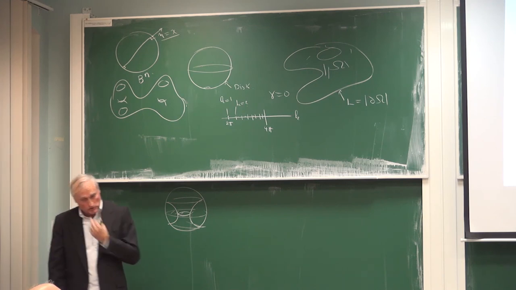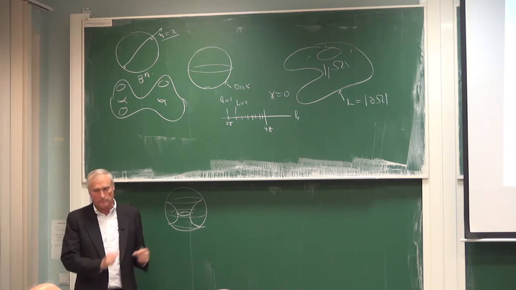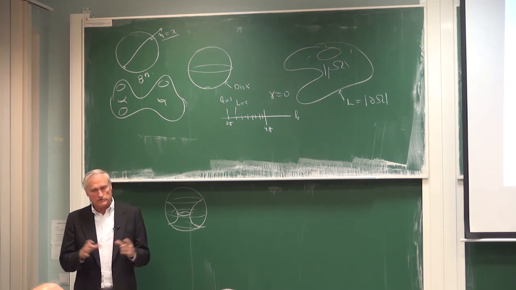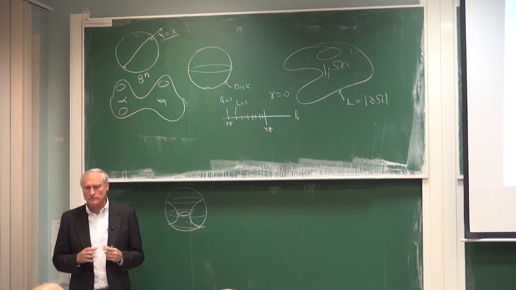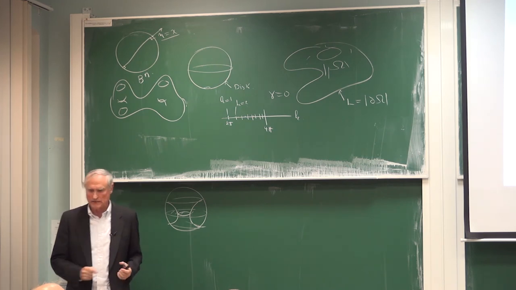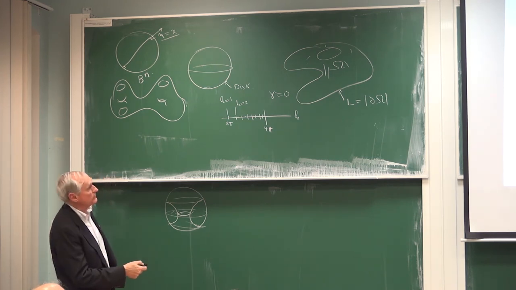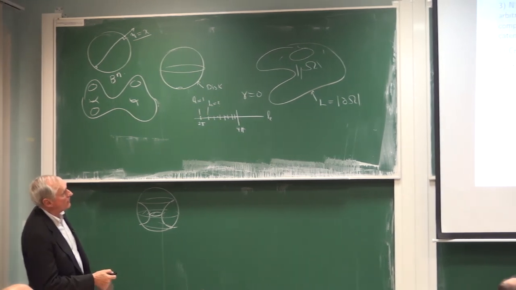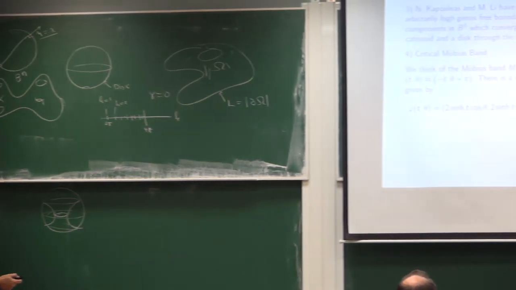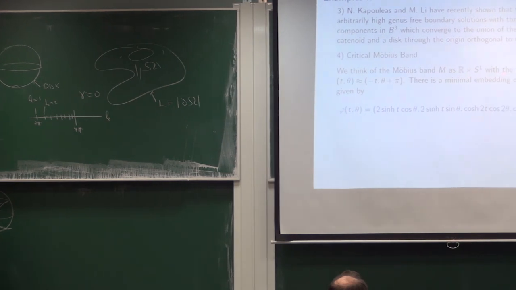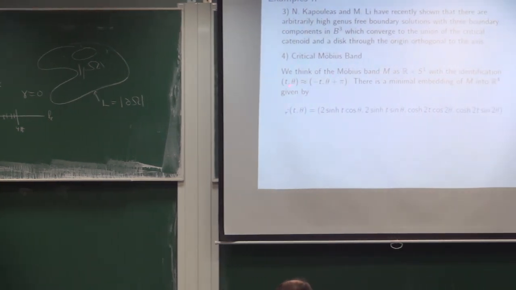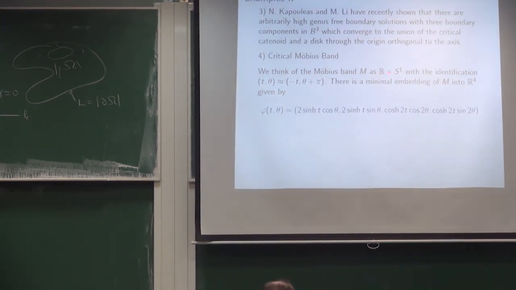And let me also mention, we also looked at the problem for the Mobius band. Again, the extremal metric on the Mobius band, it turns out, can be given explicitly. Let me describe it here. If we think of the Mobius band as R cross S1, where t is the variable in R and theta is the variable in S1, and we identify (t, theta) with (minus t, theta plus pi), then we get a Mobius band.